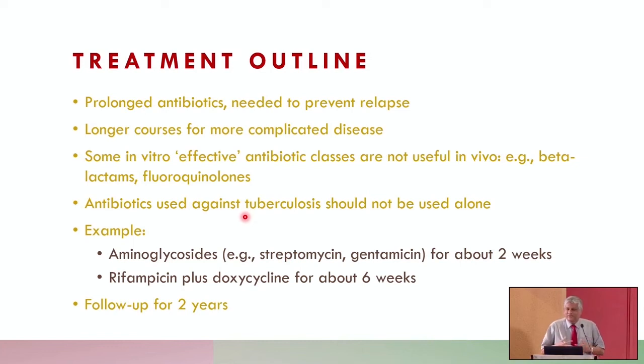I'll just give an example of a regimen, just as an example. We may start off with 3 antibiotics. For the first 2 weeks, we'll probably give an aminoglycoside, such as streptomycin or gentamicin, and then continue the other 2 orally, rifampicin and doxycycline, for about 6 weeks. And then it's important to follow up the patient for up to 2 years because they can have a relapse. So that's basically the treatment outline, but it's very variable. That has to be individualized to each patient.